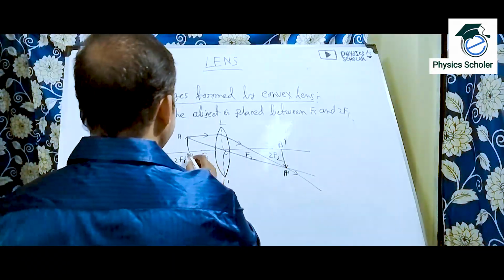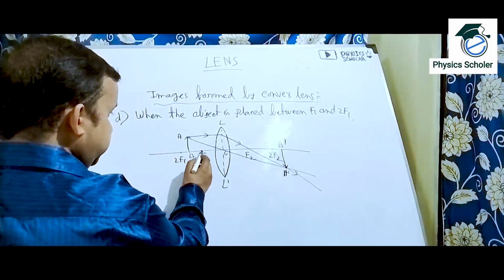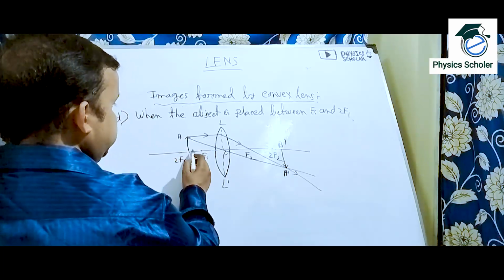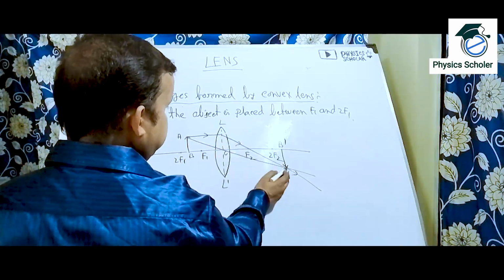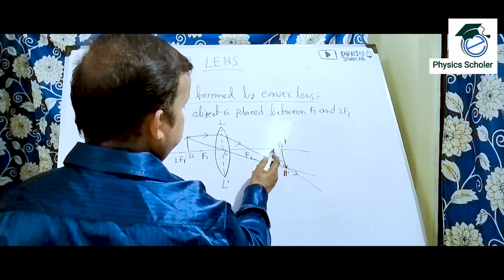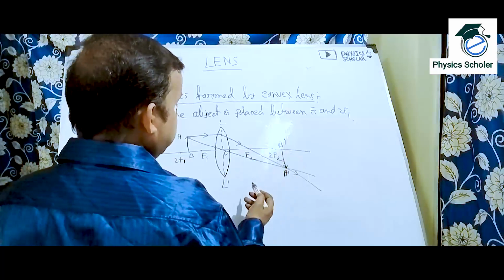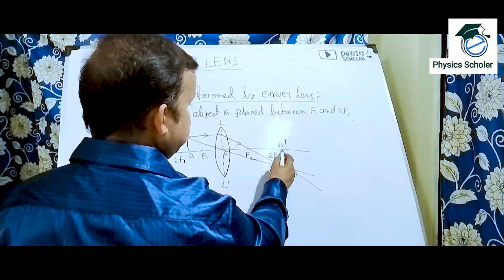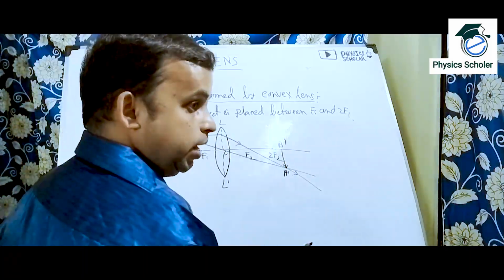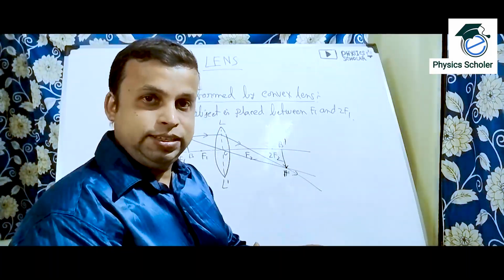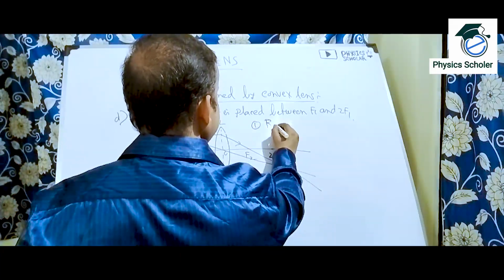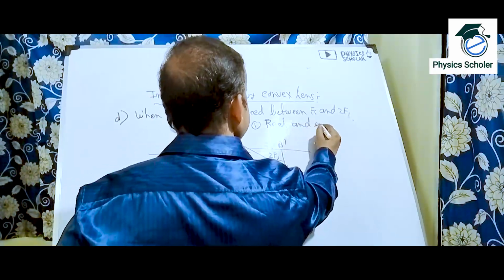So that means what? When the object is placed in between f1 and 2f1, that means between the focus and the double focus on one side of the lens, then the ray will meet here. So A dash B dash will be the image, and the position of the image will be beyond 2f2. That means beyond the double focal length on the other side of the lens. The nature of the image will be real and inverted and enlarged compared to the object. It will not be diminished or of similar size; it will now be enlarged. So what will happen? The image will be real and inverted.